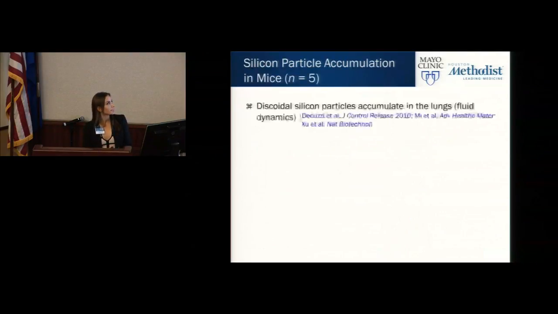And for this, we decided to work with the discoidal silicon particles. And we've also found that if we further tailor the size and shape of these particles, we can make them go to certain healthy organs. So in this case, if we use microparticles that are around 2 micron in diameter, they will go to healthy lung vasculature.